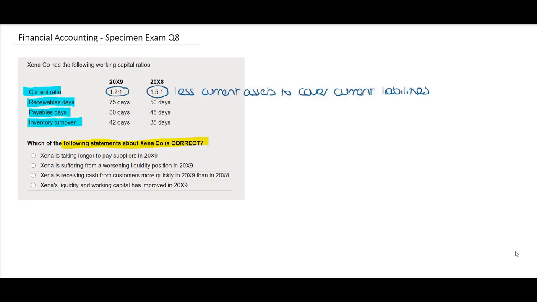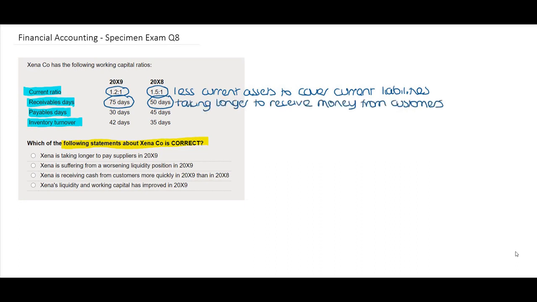We then have our receivable days ratio. This represents the average number of days that it takes the credit customers to repay the amounts that they owe the company. And so 20x9's result shows that there's an average of 75 days waiting for that money compared to 50 days from the year before. This is a substantial increase, and it's taking them longer to receive the payments from credit customers.